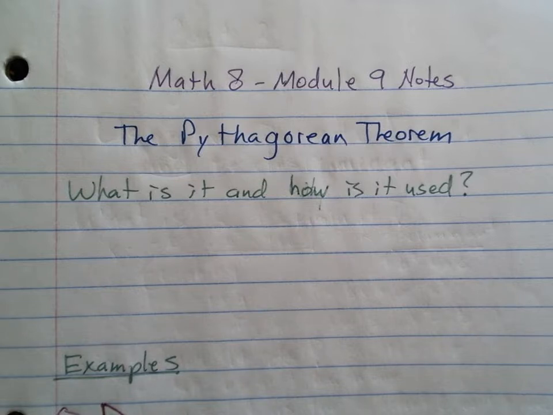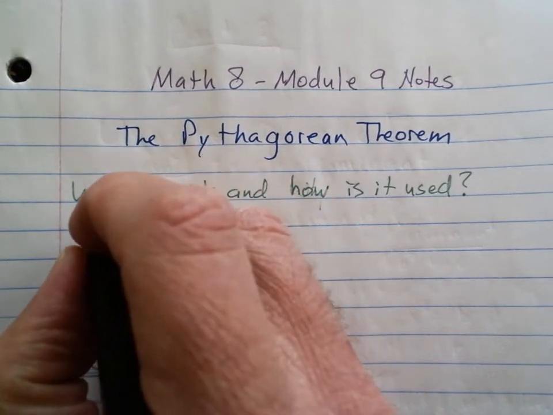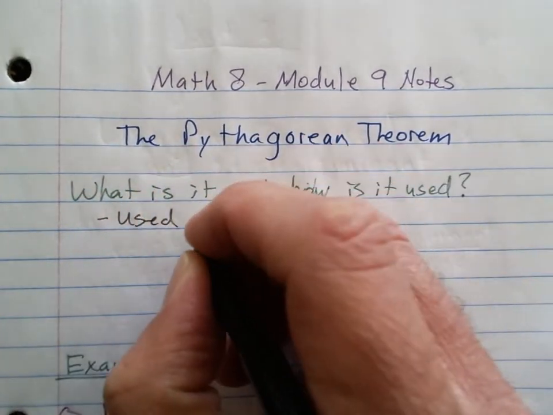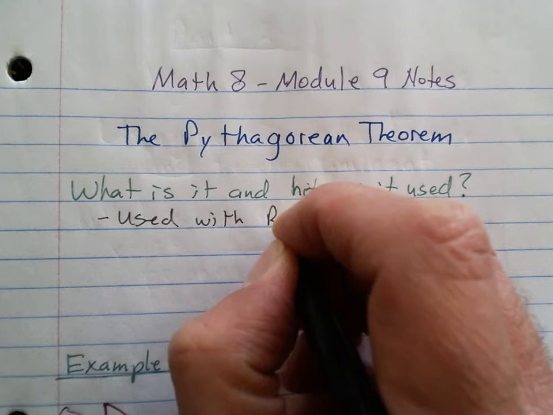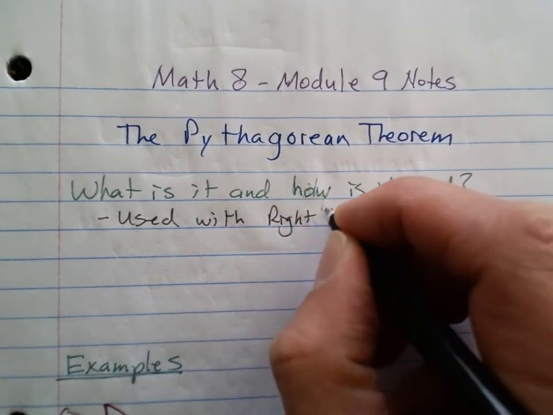And let's just get into it. What is it? How is it used? Pythagorean Theorem is used for right triangles only.